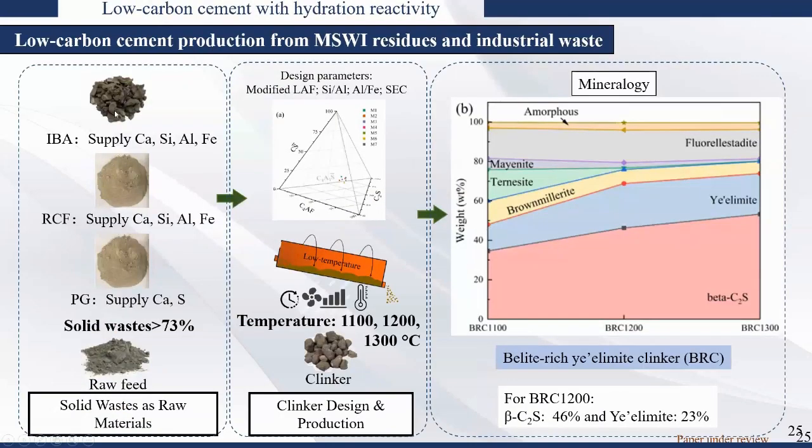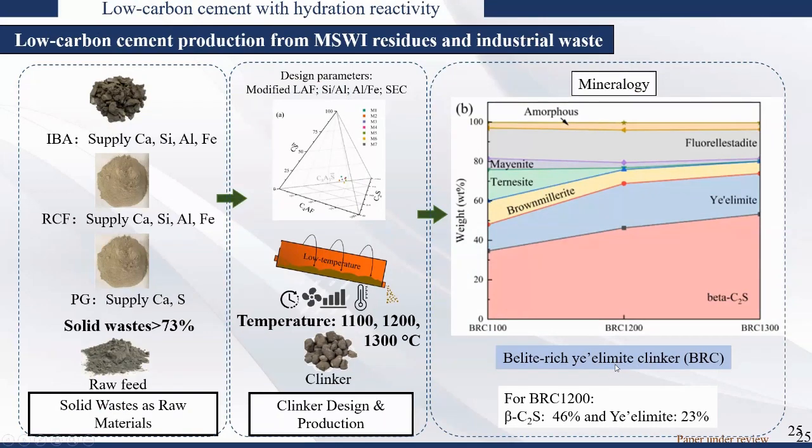Okay, so we use IBA, RCF, and phosphogypsum to become the raw feed. And the design parameters are different, specifically for CSA. Then we tried a temperature ranging from 1100 degrees C to 1300 degrees C. We successfully synthesized belite-rich ye'elimite clinker. Ye'elimite is CSA.